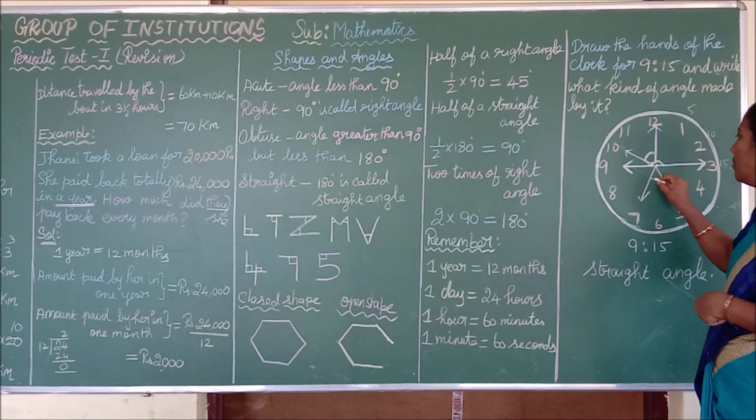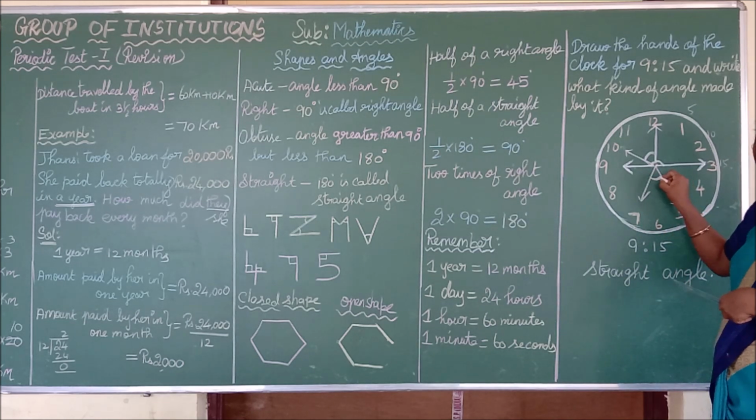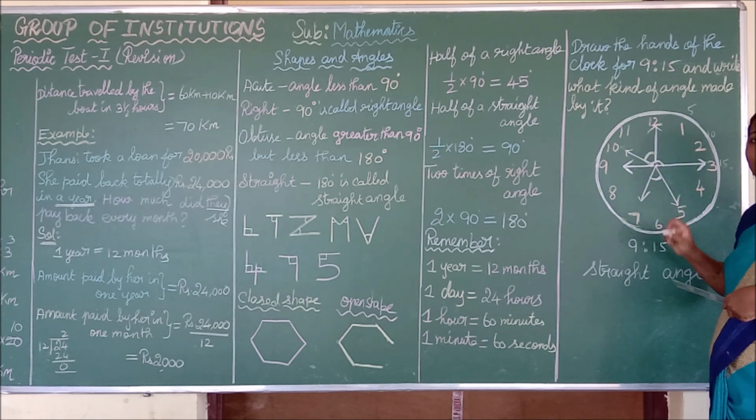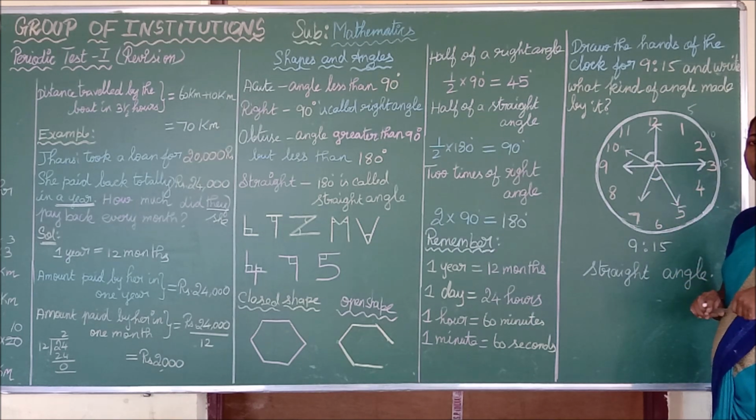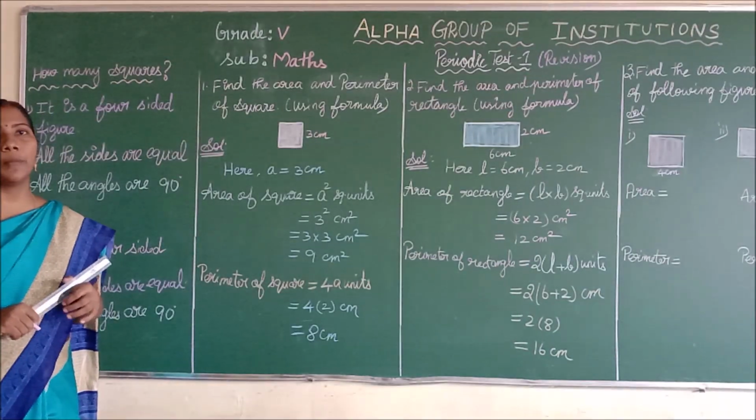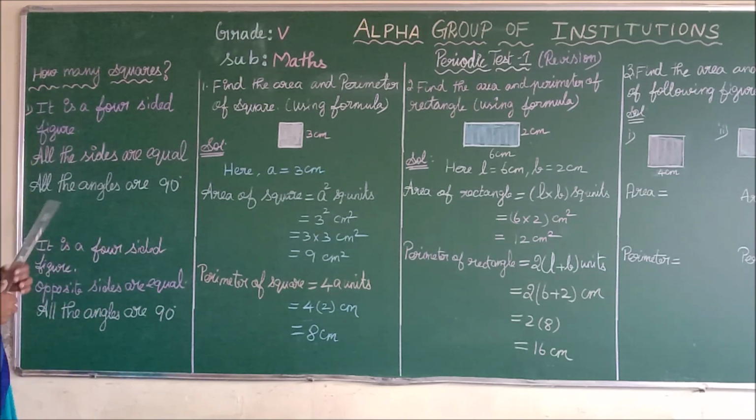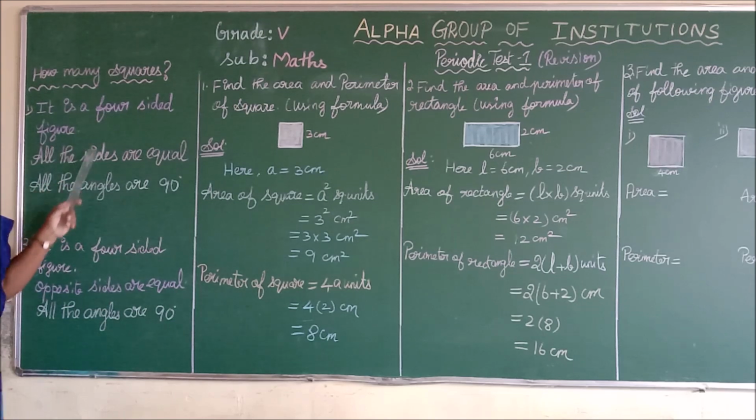And what is the angle made by these two hands? Yes, it is an acute angle. Is it clear, children? Let us read the chapter. How many squares? See here, I have given some hints. By using these hints, you have to find the answer. Okay? Let us read these hints.